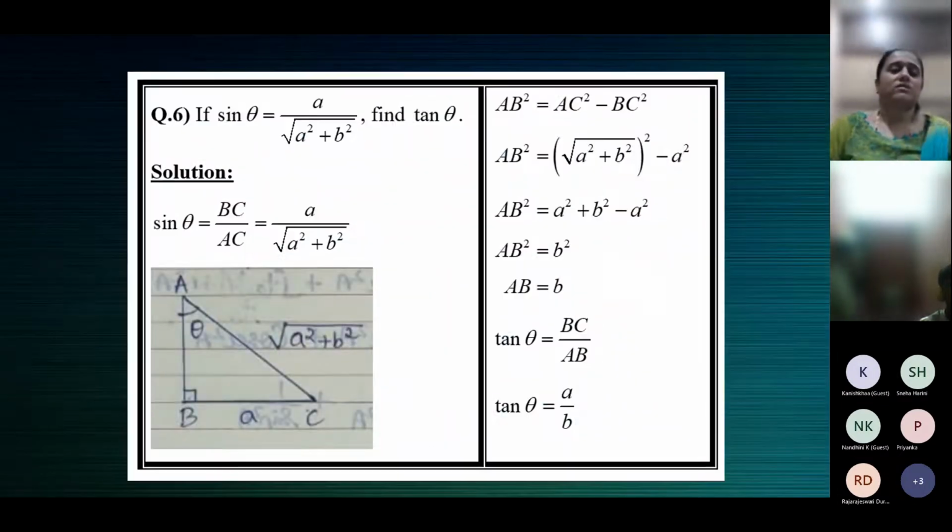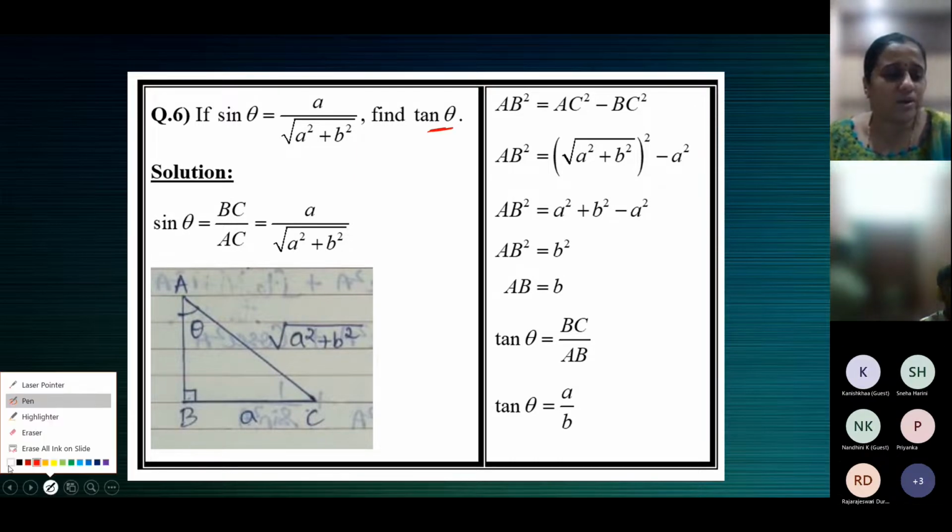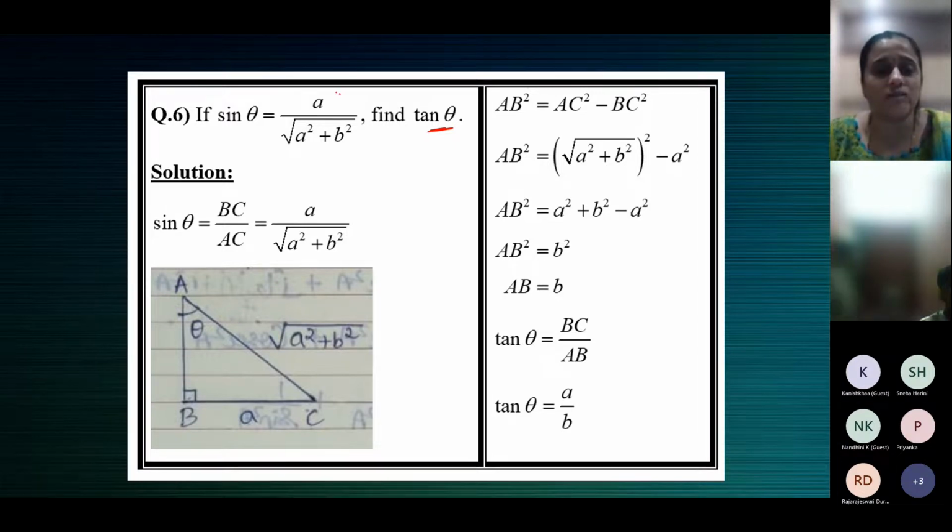Here, if sine theta is equal to a by root of a square plus b square, find tan theta. Always remember, when you have the value of one trigonometric ratio, you can find the others using a right triangle. I've taken a right triangle, called it ABC, and marked this angle as theta. Theta should be an acute angle.